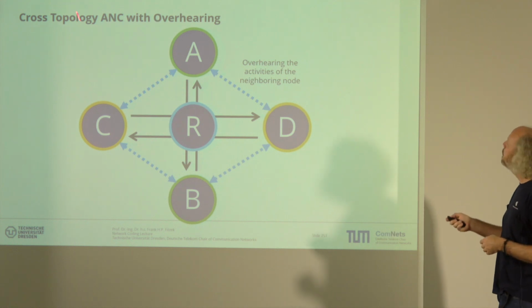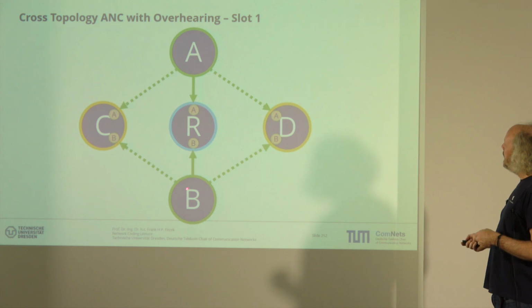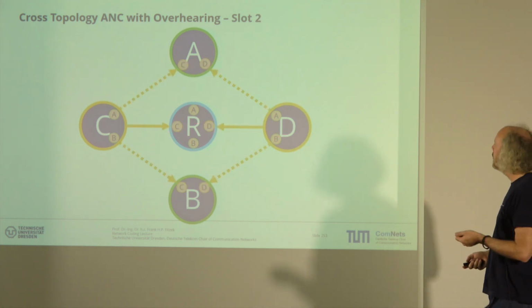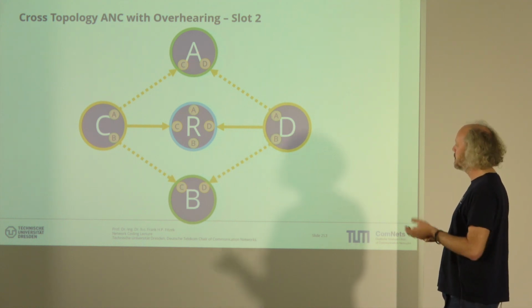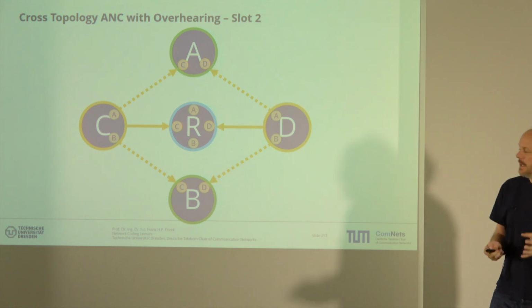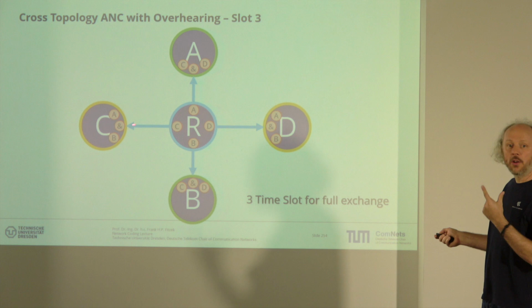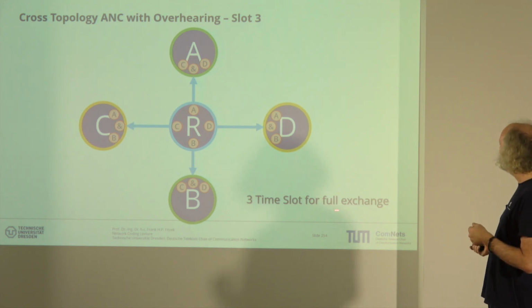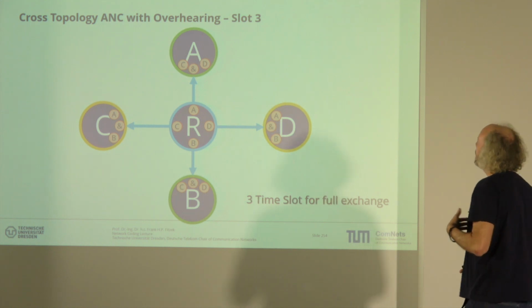But what if I even put in overhearing? This means A and B can send at the same time. And we get an overheard A and B superposition here at Charlie, Dave, and the relay. Now you do the same for Charlie and Dave, and you get an overheard signal in Alice and Bob, which is a superposition of packets C and D. And then out of this you can make one combined signal, ending up in 3 time slots for the full exchange. Okay?